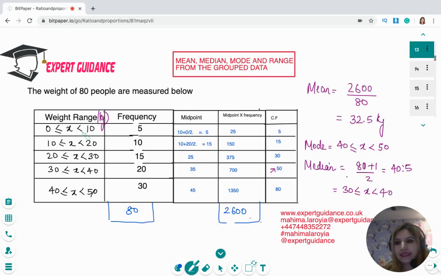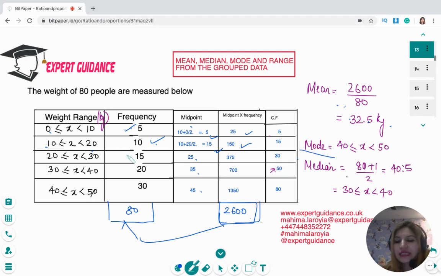Now let's see this. This is my midpoint, which is for 0 to 10. The difference is 10, divided by 2, which is 5. 20 plus 10 is 30, divided by 2 is 15, then 25, 35, 45. Then I multiplied the midpoints with the frequency, and I got these numbers. 10 multiplied by 15 is 150. Then I added them, and I divided these two numbers. So 2600 divided by 80 is 32.5 kg, which is my mean.